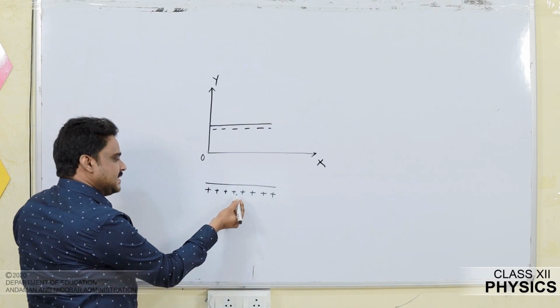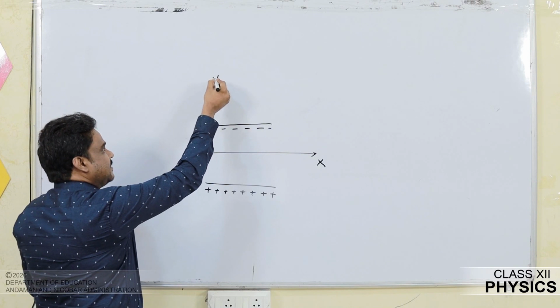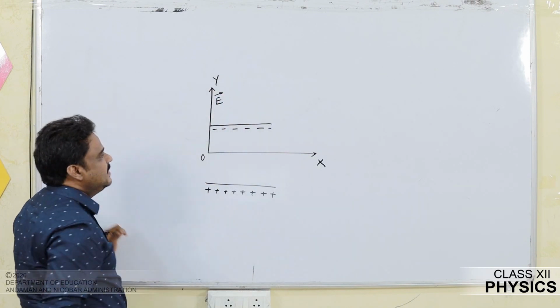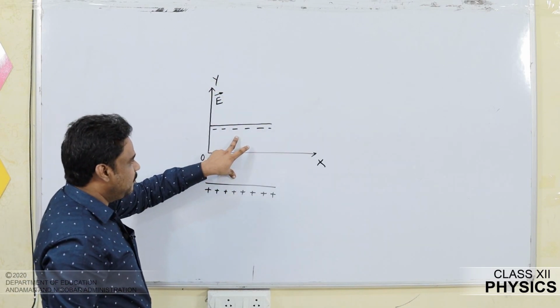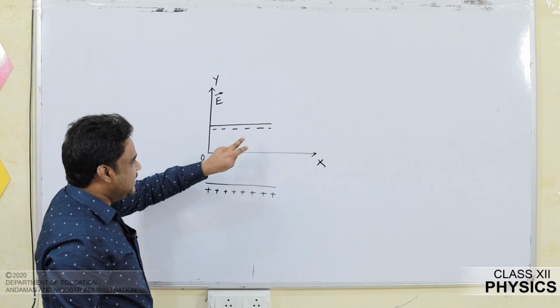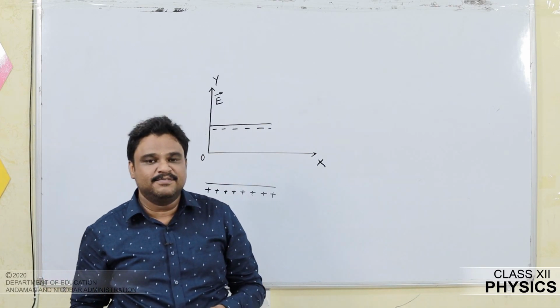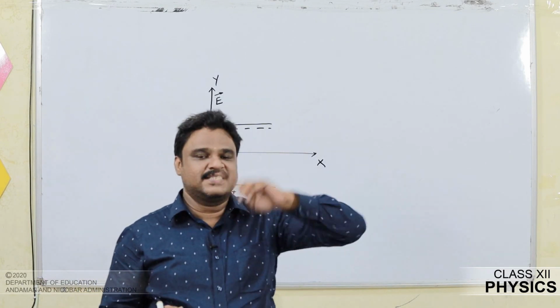So you know, always the electric field acts from positive to negative. So what about the direction of electric field? It is along OY. Once again, I am going to consider a uniform electric field that is acting in the plane of the paper. And what about the direction? It acts along OY.